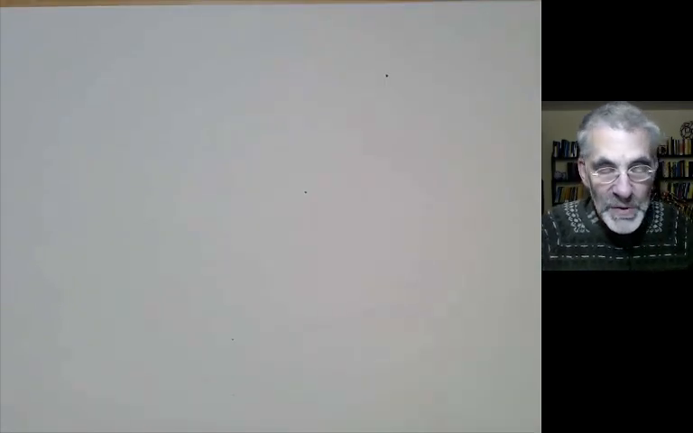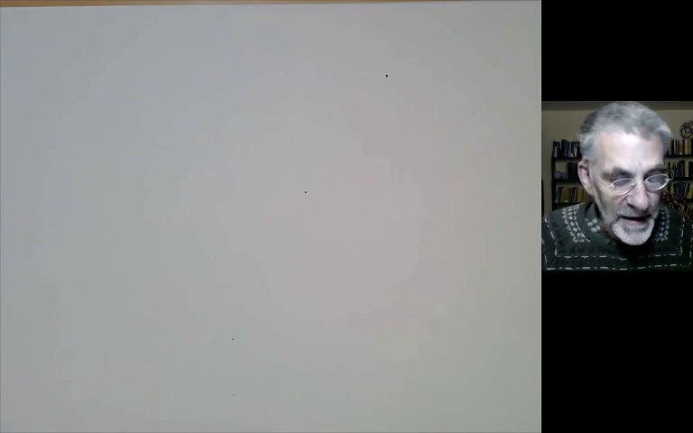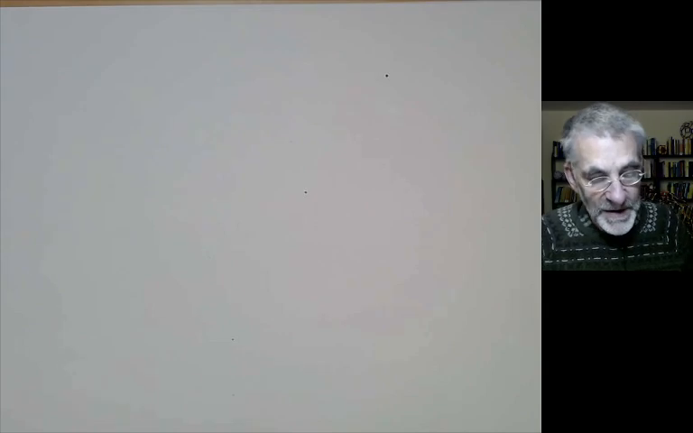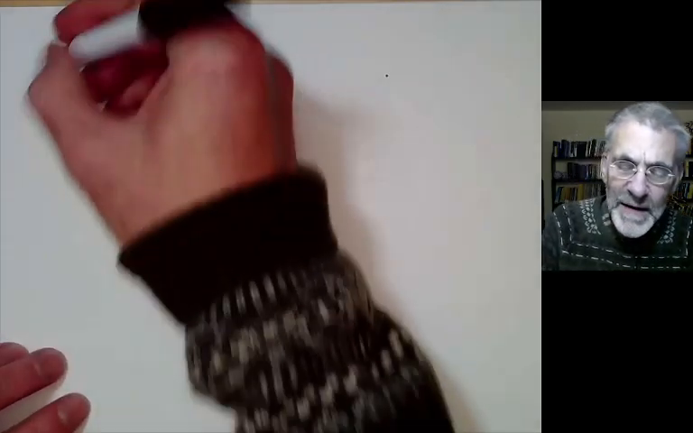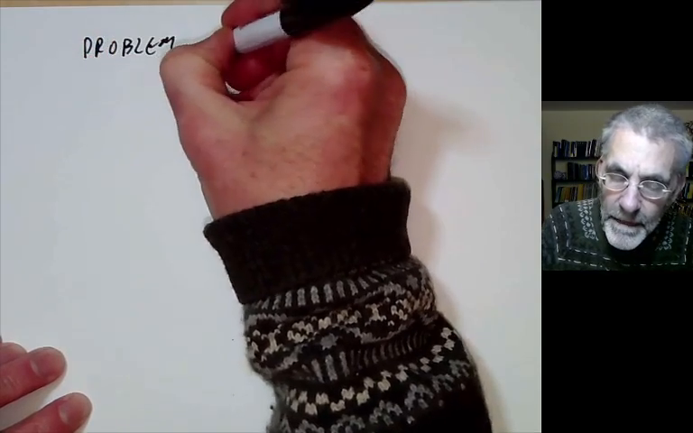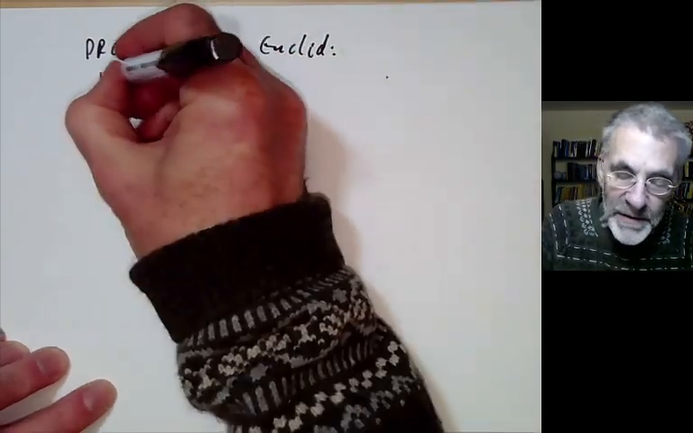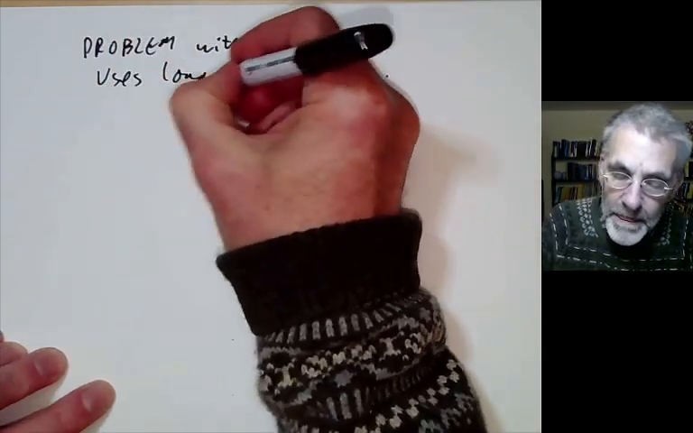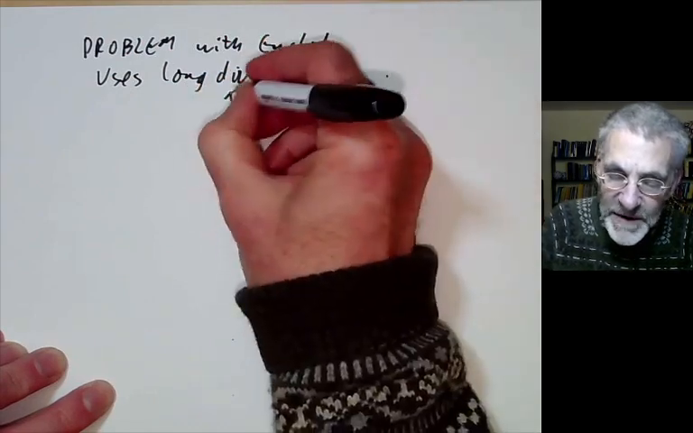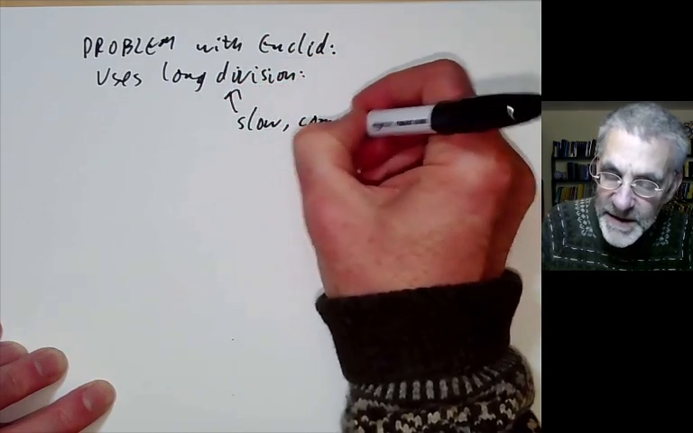So we seem to have a very satisfactory solution to solving linear equations over the integers. We've got a fast algorithm for doing it. However, there is a bit of a problem with Euclid's algorithm. It uses long division. And the trouble with long division is it's kind of a bit slow and complicated.